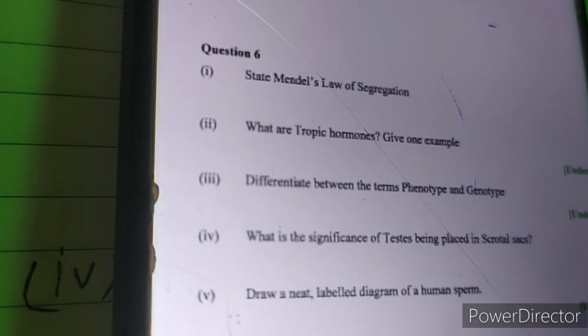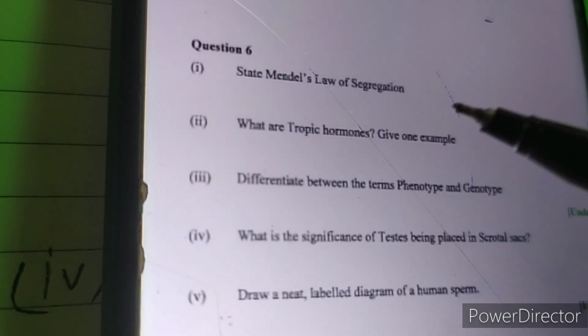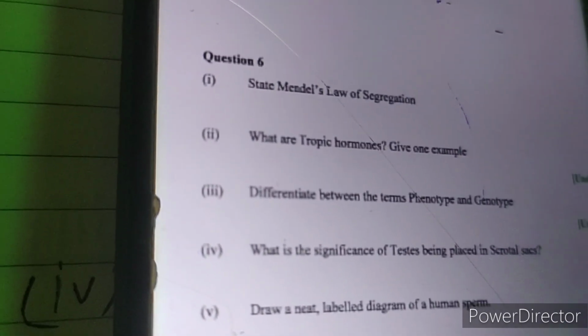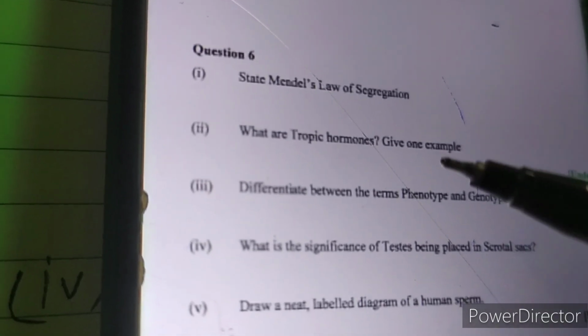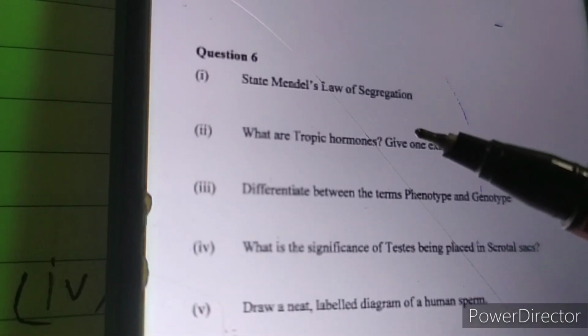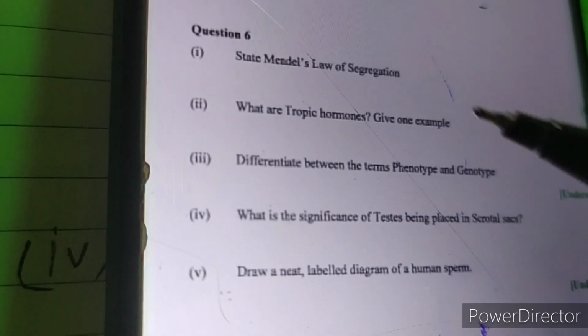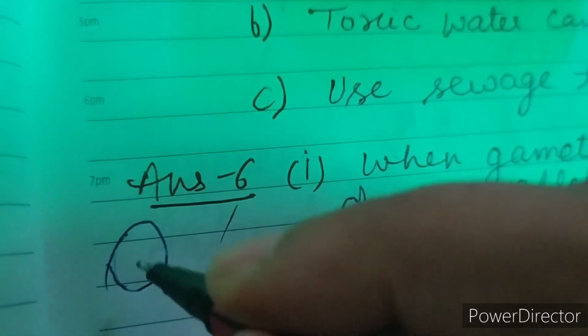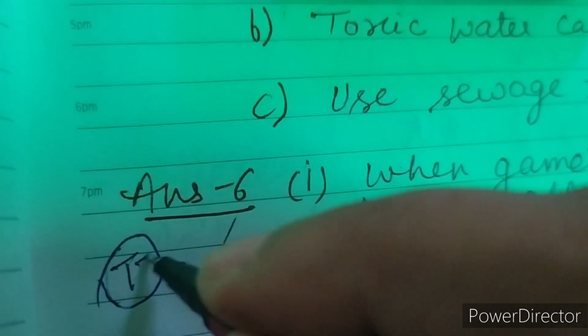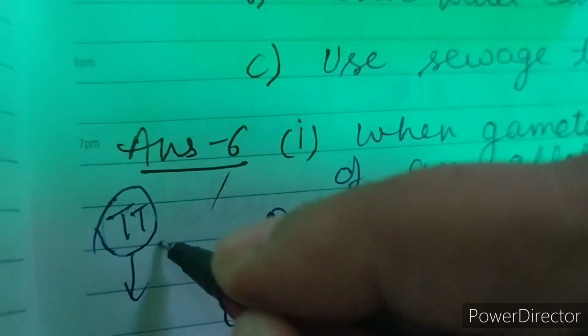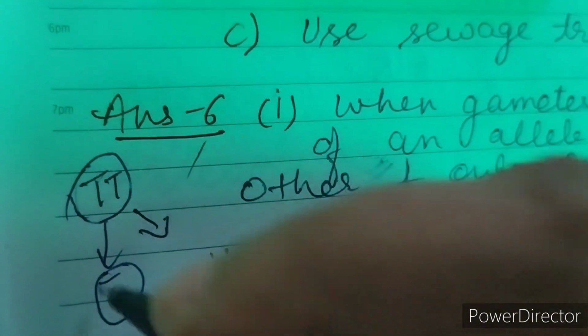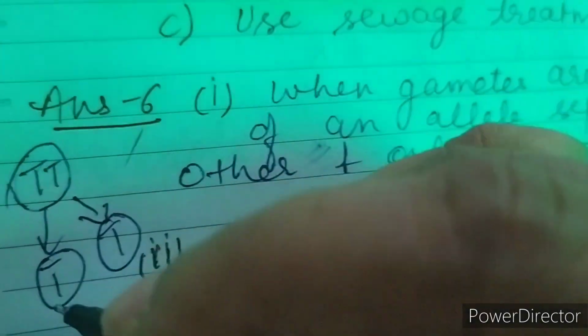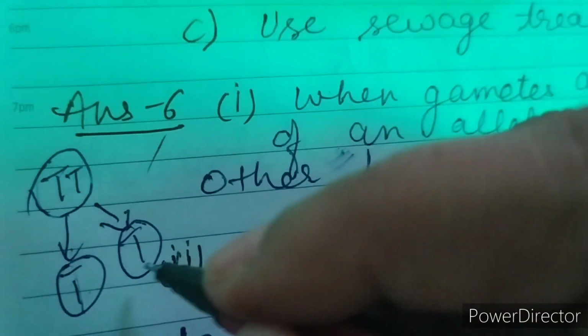Mendel's law of segregation is also called the law of purity of gametes. It says that when gametes are formed, the factors of an allele separate out from each other and only one enters each gamete. As I can show you here, suppose this is a pair of factors of a character. When gametes are formed, these genes separate out from each other and only one enters each gamete. This is called the law of segregation.